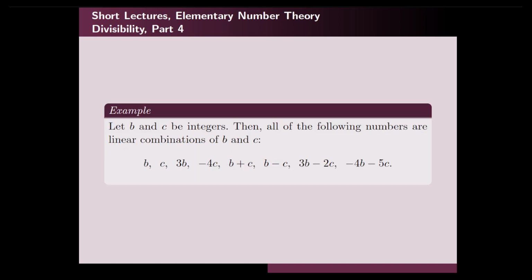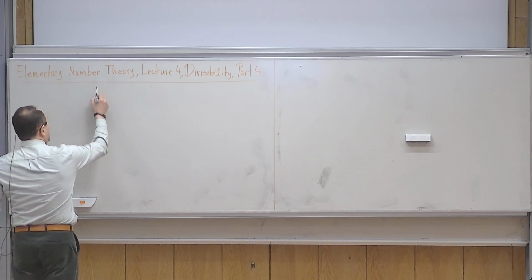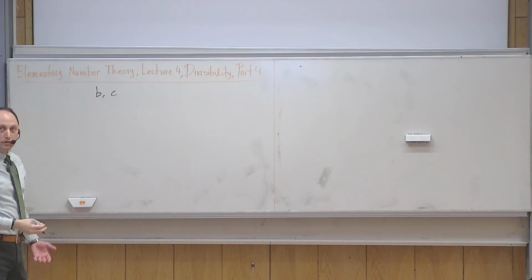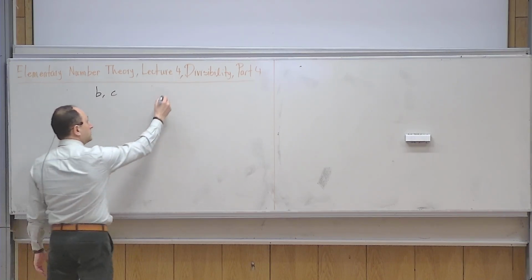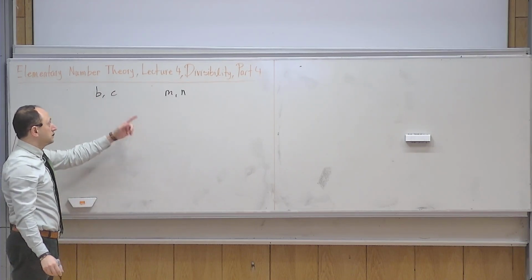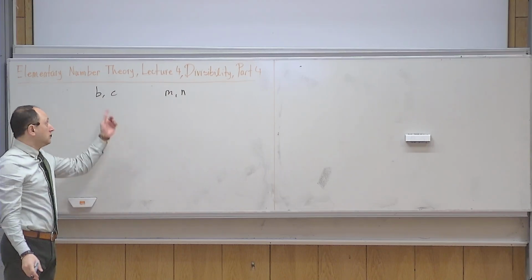So if I want to give you examples, let B and C be integers, then all the numbers in this list are actually special cases of linear combinations of B and C. For example, B itself is also a linear combination. So let me go to the board. If I have B and C integers, if I ask you to write a linear combination of these two numbers, it means pick up two integers, which we call M and N, whatever you want, multiply the first one by the first one, multiply the second one by the second one, and add the results. What you get is called a linear combination of B and C.